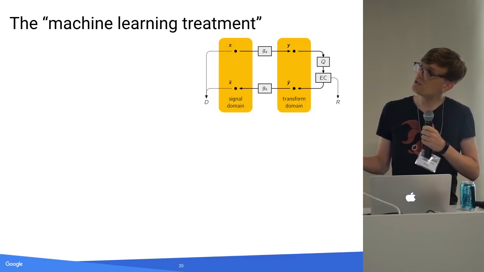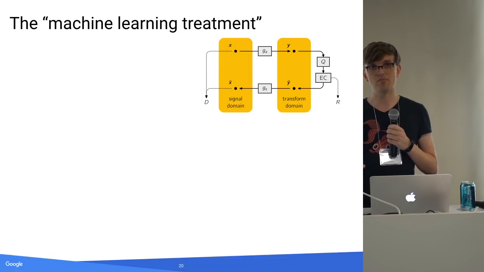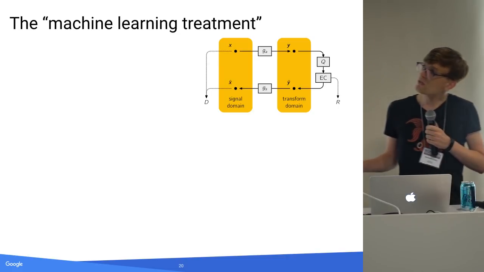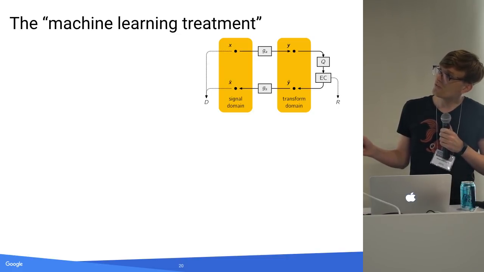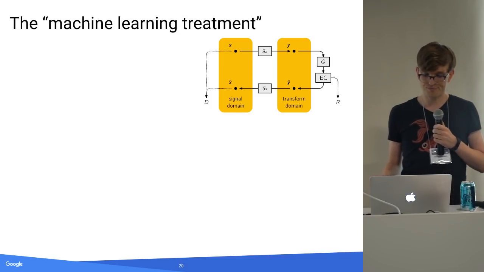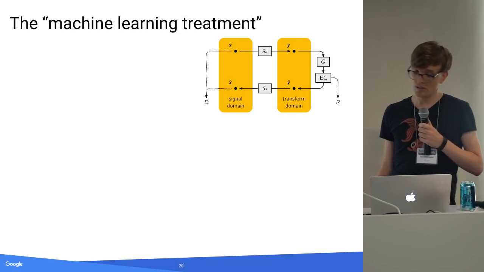And I'm calling this here the machine learning treatment because this is a set of tools that has become really popular recently. So what do we do? First of all, we need to know what we want to optimize. We need to have a loss function. And in image compression, that's fairly straightforward.